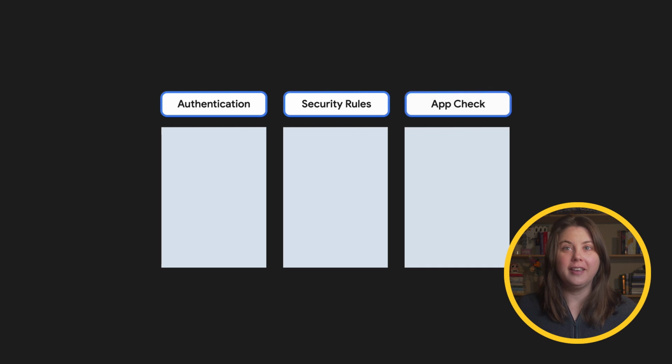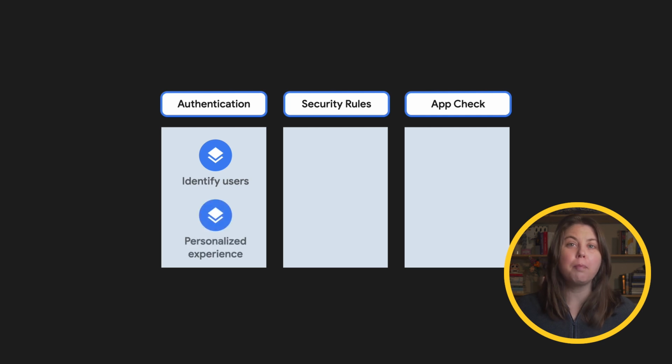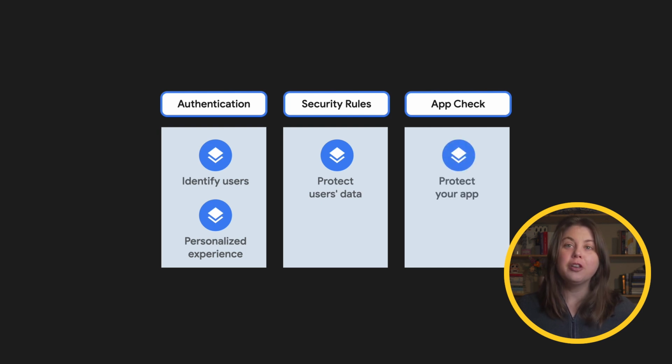That was a lot to take in. Let's recap everything we've learned. Firebase Authentication lets you identify your users and provide them with a personalized experience in your app. Firebase Authentication and security rules together allow you to implement authorization for your app and make sure users can only access the data that you want them to. And finally, AppCheck protects your app from malicious actors having any access to your backends.